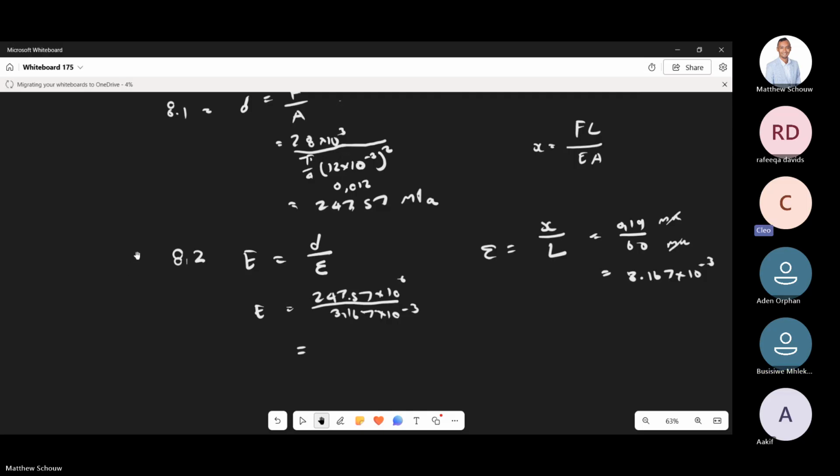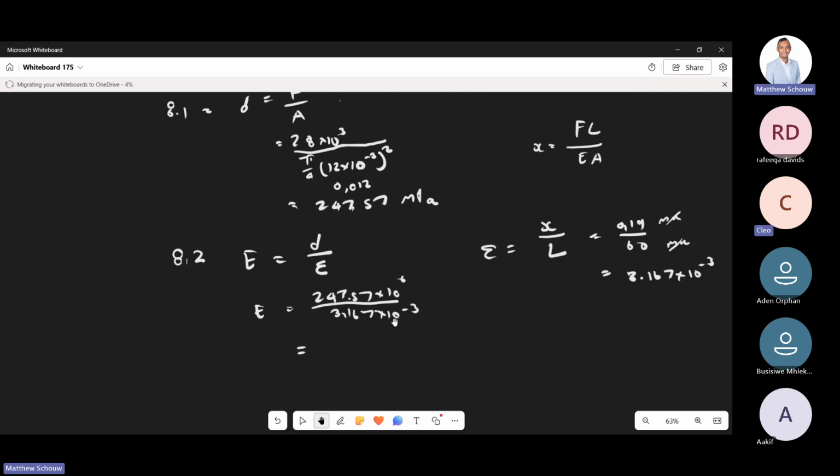So I'm getting the same value as I got for E when we calculated it with 0.9. Yeah, that's over here, 0.19 divided here by 60. That's 3.167, right? So now you're taking the stress dividing by the strain.